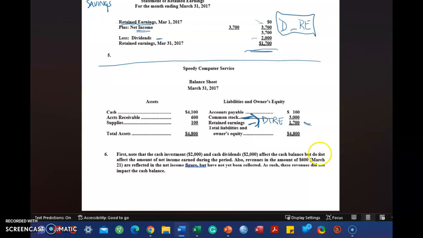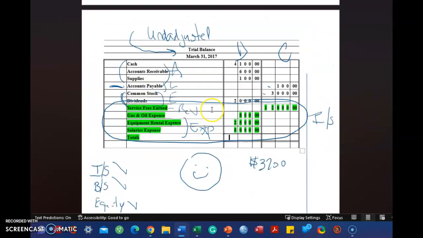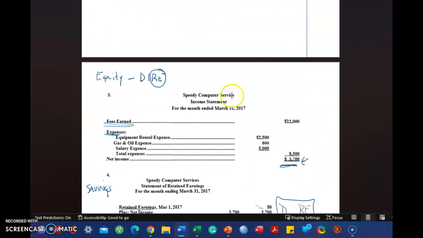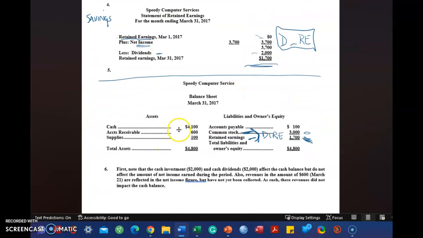So DRE is 1,700 and the I is 3,000. Let's get back to business. Let's do some work. So going back to the trial balance, cash is 4,100, accounts receivable is 600, and supplies is 100. So for assets, we should also have that here: cash, accounts receivable, supplies, 100. That adds up to be 4,800.